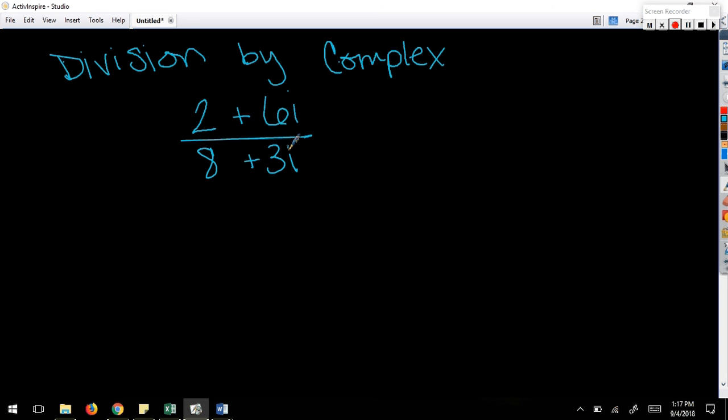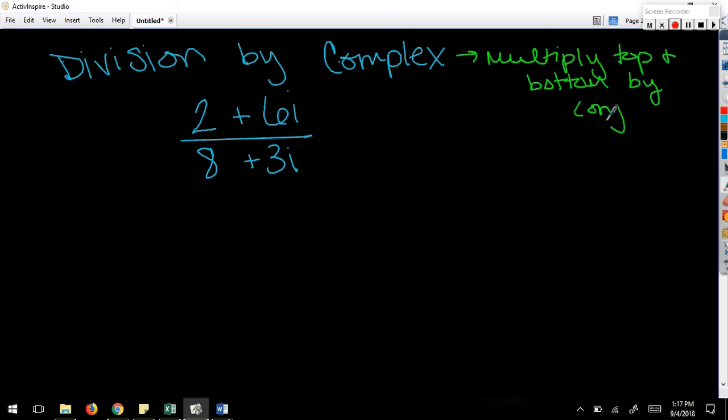What did you do Friday? Oh, y'all are both absolutely right. We're going to multiply the top and the bottom by the conjugate. This time it's a complex conjugate. But conjugate's just a big fancy word that means change that sign in the middle and multiply. All right, so we're going to multiply top and bottom by the conjugate.